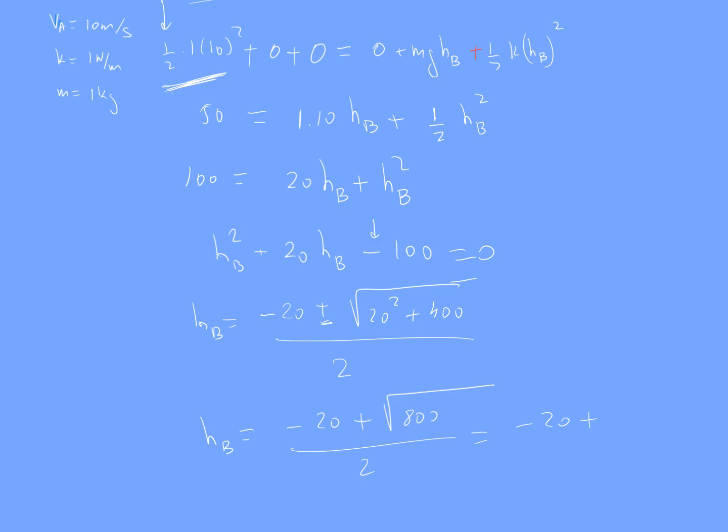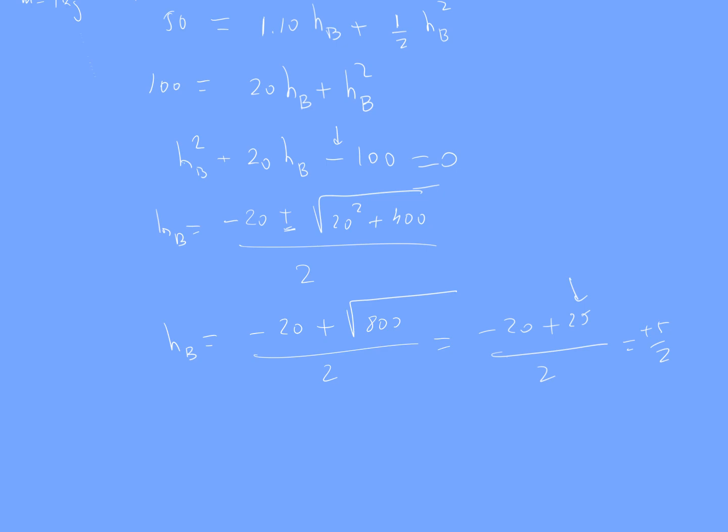400 plus 400 is 800. The square root of 800, let me calculate quickly. 30 by 30 is 900, so it should be something like 25. Let's say that the square root of 800 is 25. Minus 20 plus 25 is plus 5, divided by 2, so the height will be 2.5 meters. 2.5 meters will go up. This is h_B, and the compression of the spring is also 2.5 meters, because we have chosen it in this way.